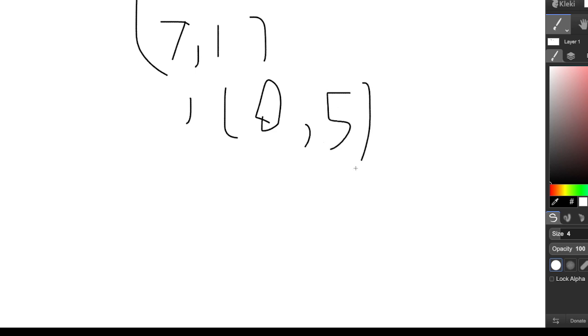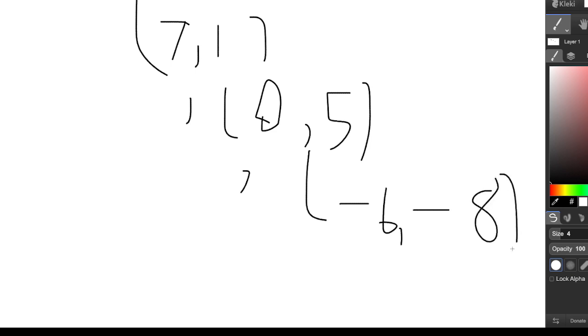Ooh, 0, 5. And -6, -8. Do they form a right triangle? I'm going to give you all 3 seconds to answer this question, because the answer is a no.